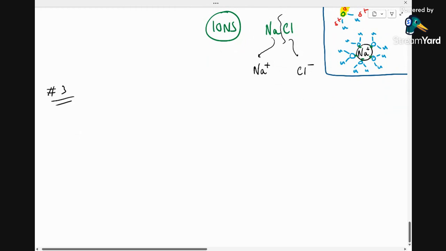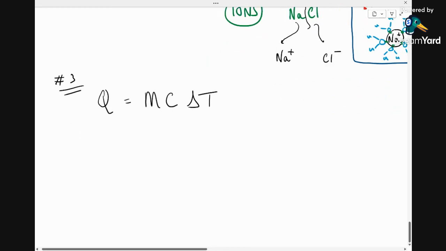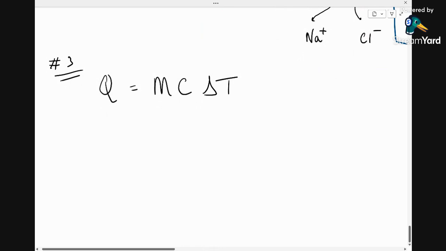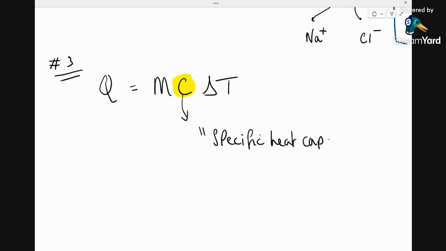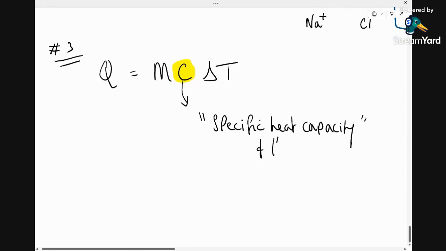Hopefully you've come across this equation before, which is that energy, or the energy transfer, equals mc delta T. And this was in calorimetry when you did that at GCSE. We use this term c, and you're not really told what it is or why it's important. It stands for specific heat capacity, in this case of water.